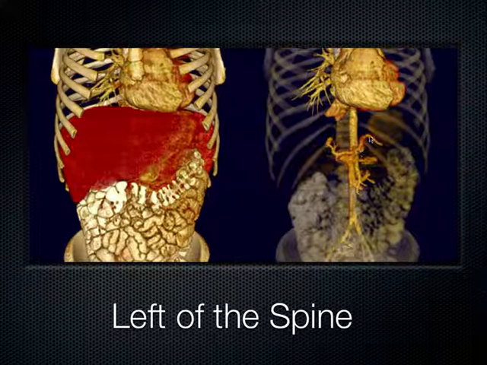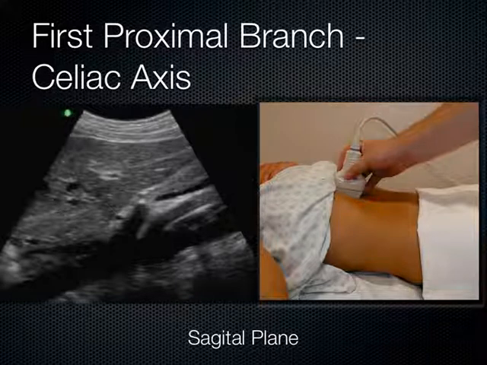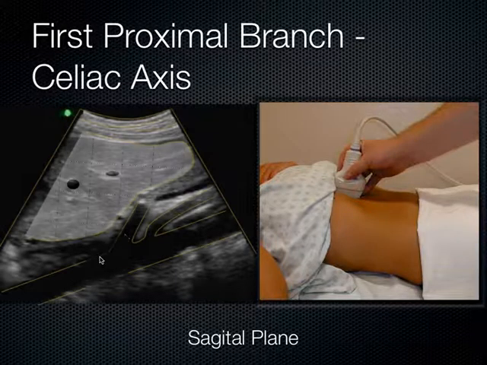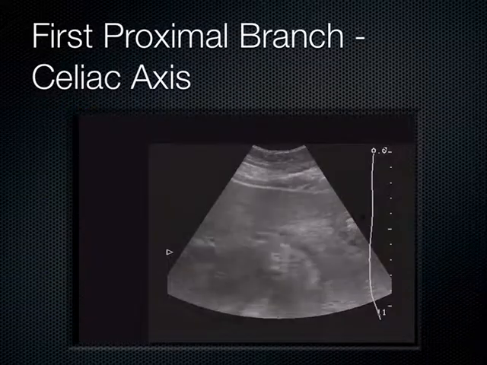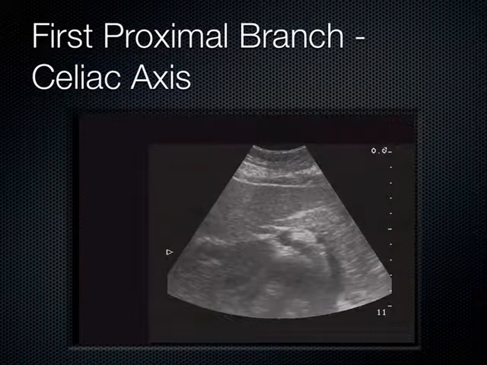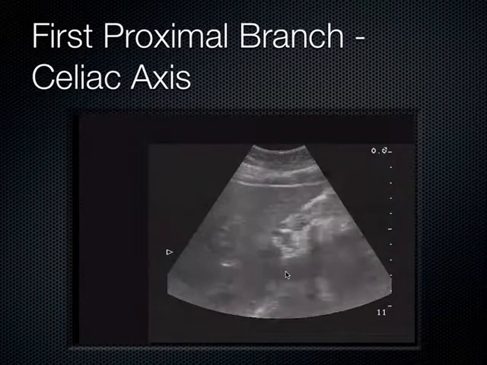The first branch that comes off is the celiac axis. It brings blood to the large organs in the abdomen like the spleen and the liver. The next branch is the superior mesenteric artery, which brings blood to a very large organ, the intestines. Here we are in a sagittal plane. We can see that the first branch of the abdominal aorta is the celiac axis, and it appears like that in a sagittal plane. We have the indicator towards the patient's head, and then when we have the indicator to the patient's right in a transverse plane, it looks like this.